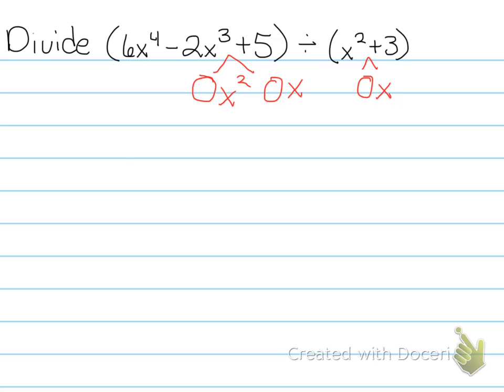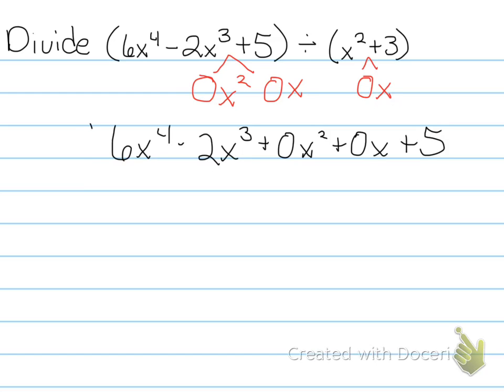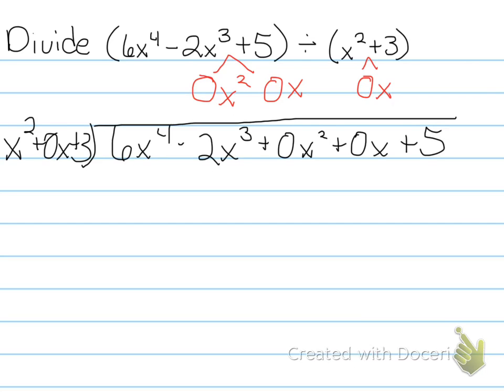So we are going to divide 6x to the fourth minus 2x cubed plus the 0 placeholder x squared plus 0x plus 5. So that's my entire polynomial, and I will be dividing all of that by x squared plus 0x plus 3. I'm running out of room here. All right. So then again, same process that we had before.